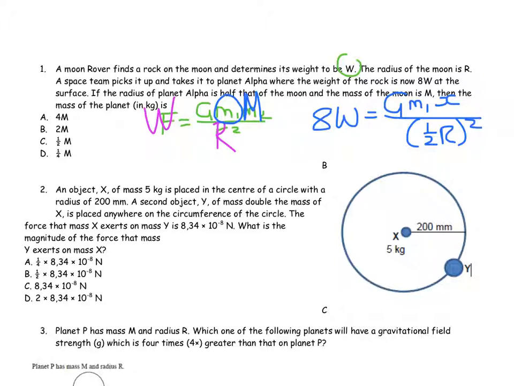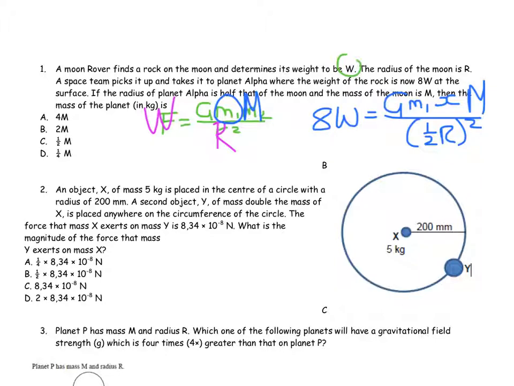And the mass of the moon is m, so let's change this to a capital M. Then the mass of the planet is what? So I'm going to say x times M. Maybe that x will turn out to be a half, maybe 4, maybe 2. I don't know. But the point is, I'm saying there's some coefficient to that mass of this new planet.